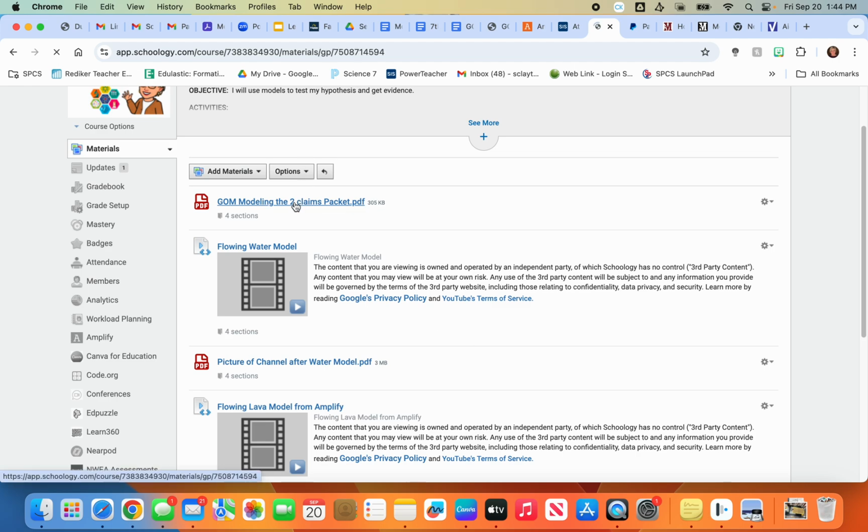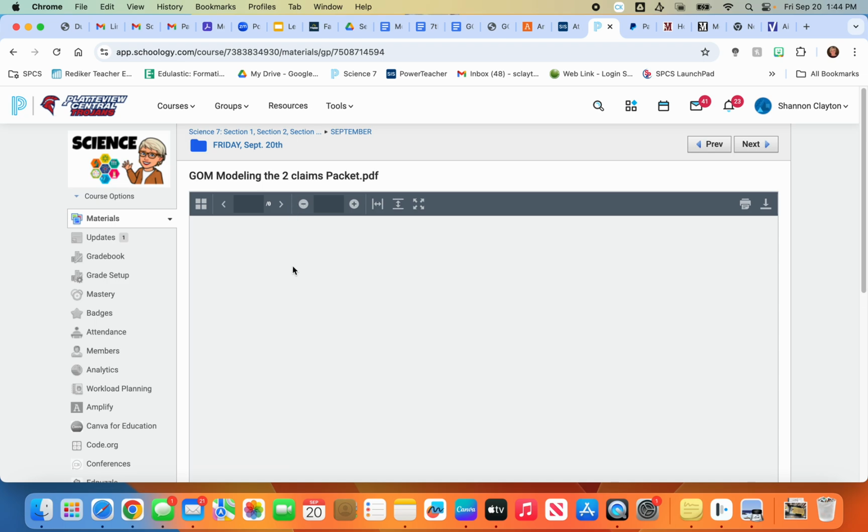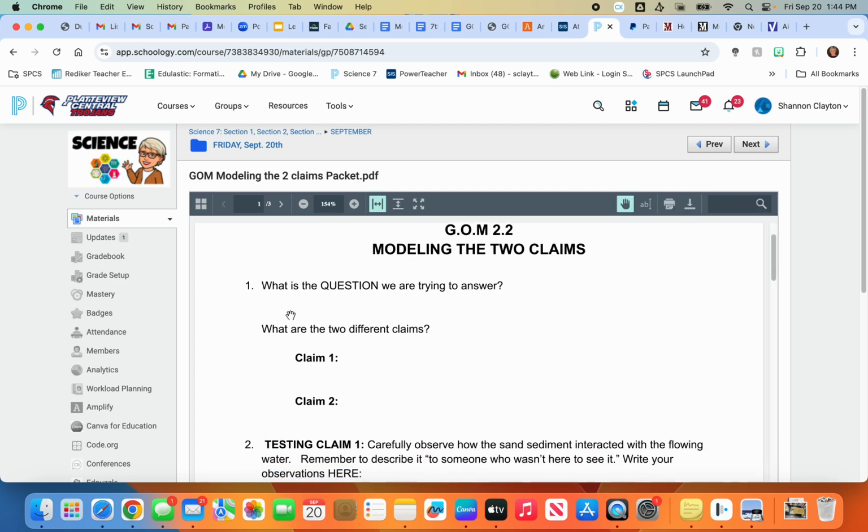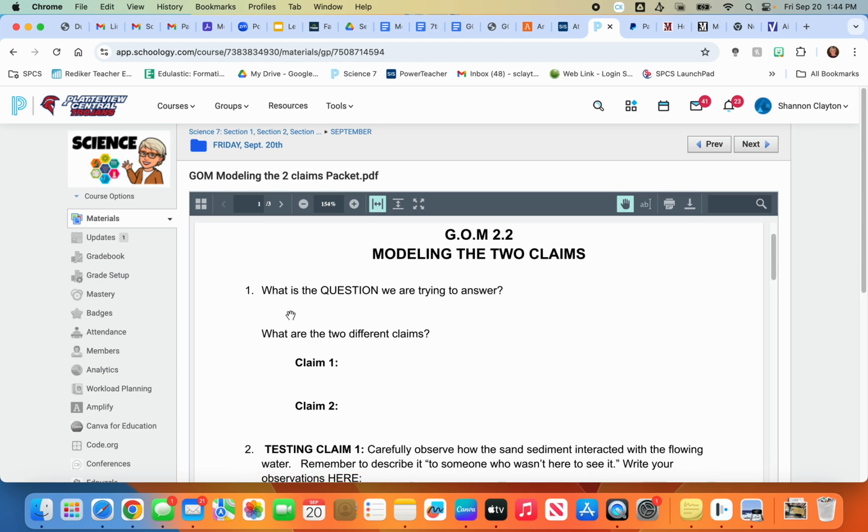So number one thing I need you to do is open up this PDF. It's called GOM, Modeling the Two Claims. Okay? Fill in the answers to these questions. You are welcome to use your notes. The overall question that we're trying to answer when we're looking at this problem that we have. What is the question that we're trying to answer? I'll give you a clue. It is our Chapter 1 question. So go back and look in your notes at your Chapter 1 question.